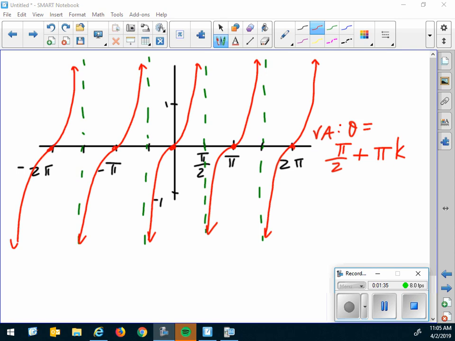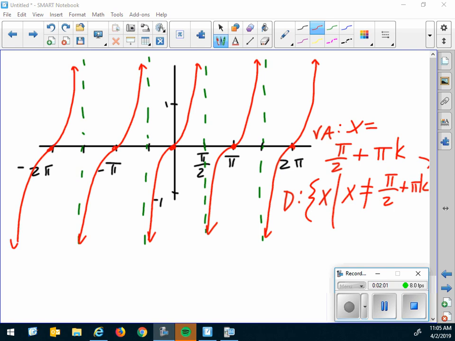All right. So we said the domain then, and I don't remember, did we talk domain? Was everything but those vertical asymptotes. So we said the domain was all x or theta. Again, it doesn't matter which variable you use, just be consistent. So if I'm going to use x down there, I'll use x up here, such that x is not equal to pi over 2 plus pi k.